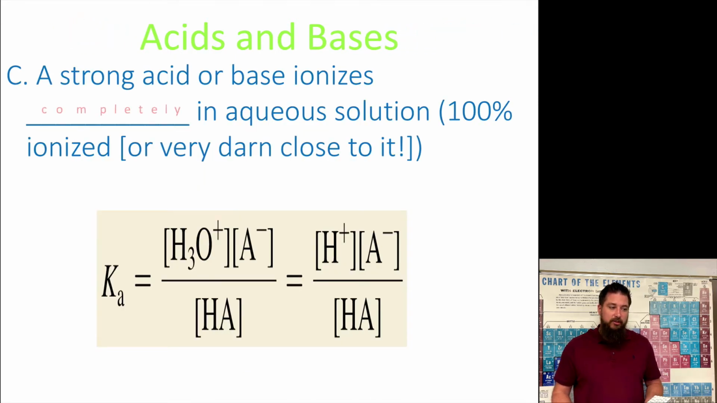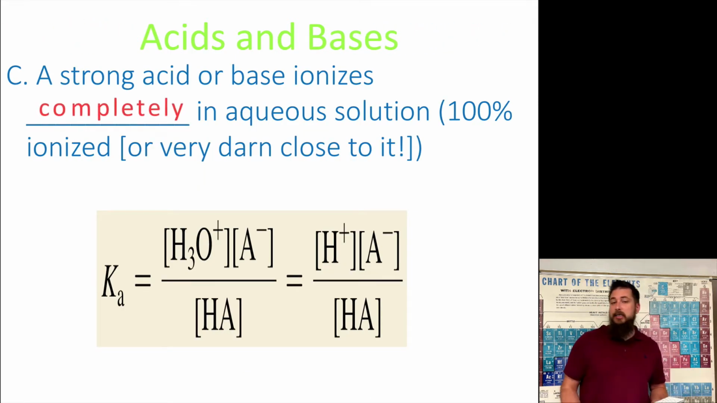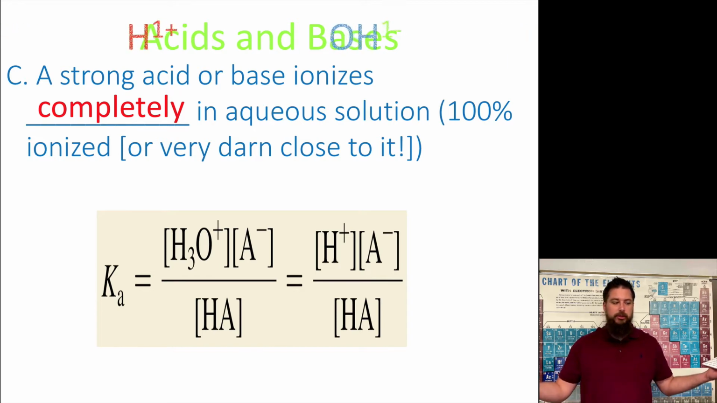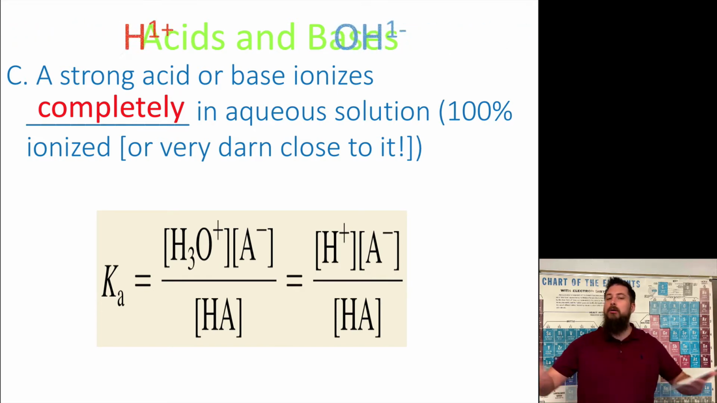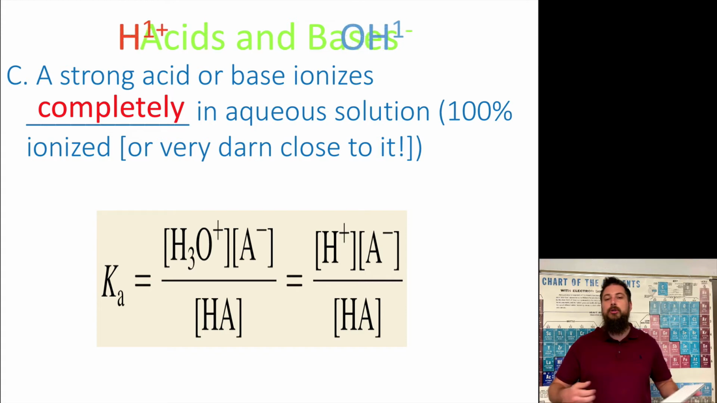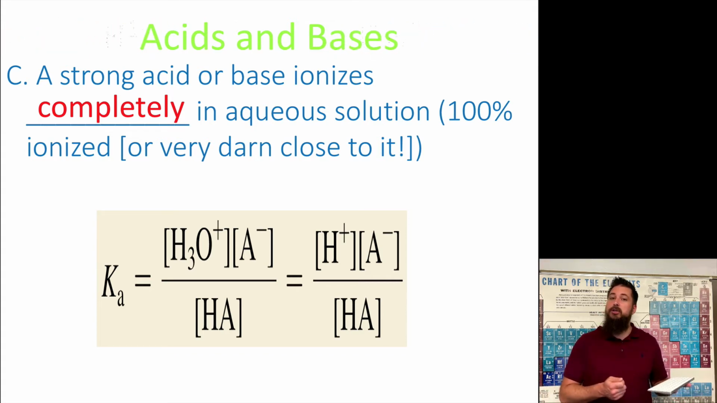So a strong acid or base will ionize 100%. So that means if we put 100 molecules of a strong acid in solution, 100 of them will dissociate. So that means we will have all H and A, so it'll all be product. And so none of the hydrogen ion and conjugate base will stick together. All of it will 100% dissociate.